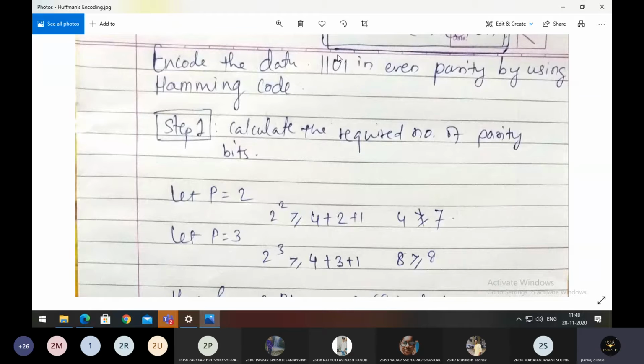So this is the 4-bit data which is given to us. In the answer we will get data of 7 bits, because these are the 4 bits and 3 bits we are going to find out. 4 plus 3, 7 bits of data, and that will be in even parity. That is what is expected from us.